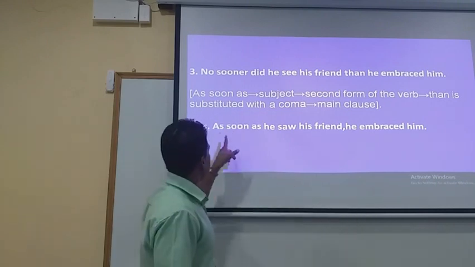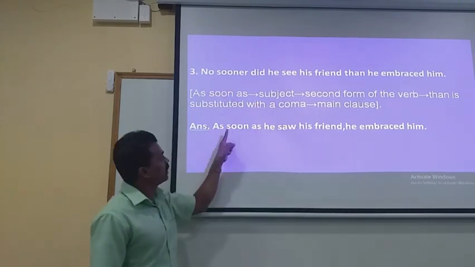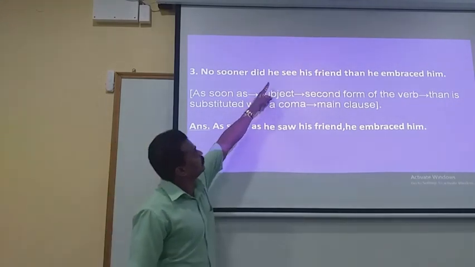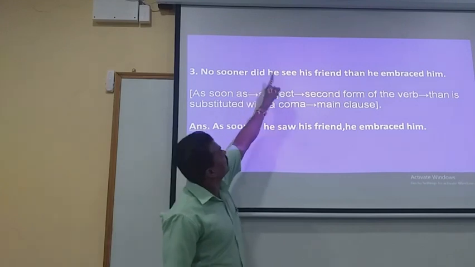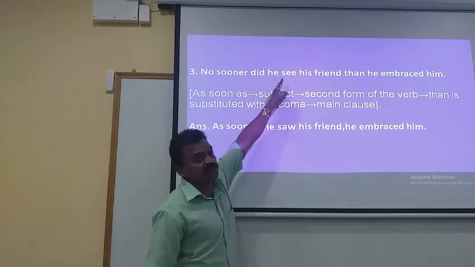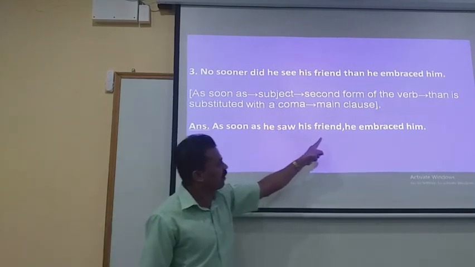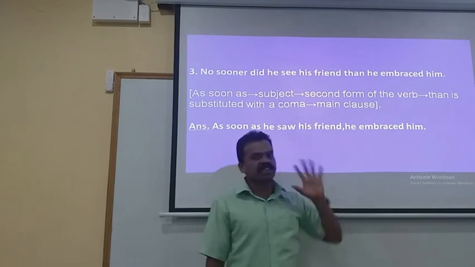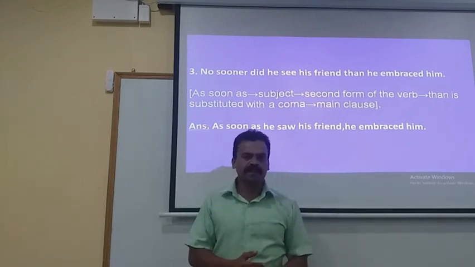So our answer will be: "As soon as he saw his friend, he embraced him." We substituted "no sooner" with "as soon as." After that the subject, here "he." Then the second form of the verb: "did see" — "did" and the base form of the verb — will be changed into the second form of the verb, "saw." So, "his friend," then "he embraced him." The main clause remains exactly as it is: "He embraced him."